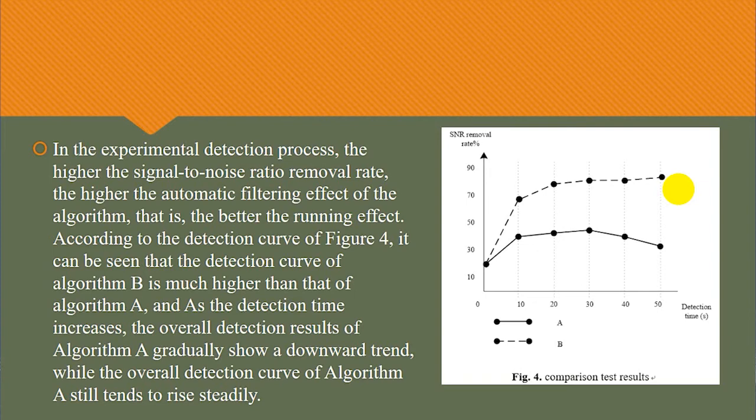According to the detection curve of Figure 4, it can be seen that the detection curve of algorithm B is much higher than that of algorithm A, and as the detection time increases, the overall detection results of algorithm A gradually show a downward trend, while the overall detection curve of algorithm B still tends to rise steadily.